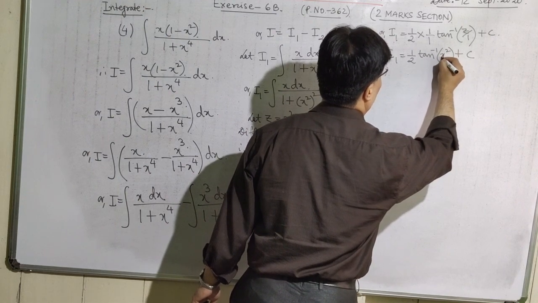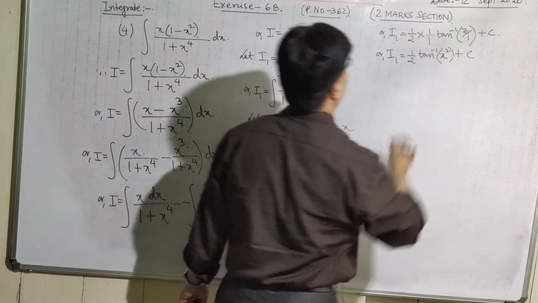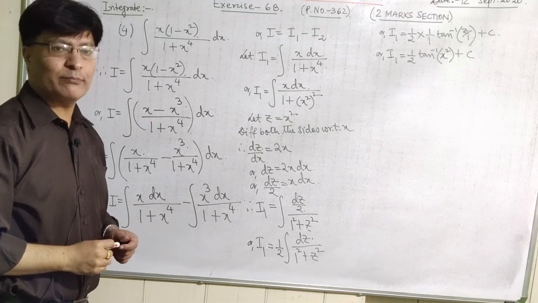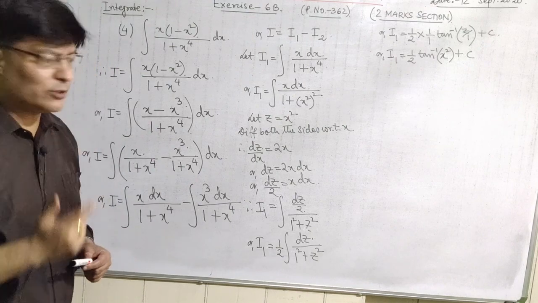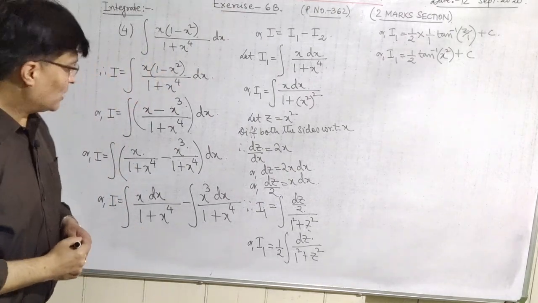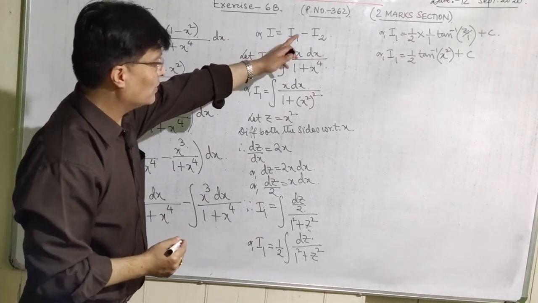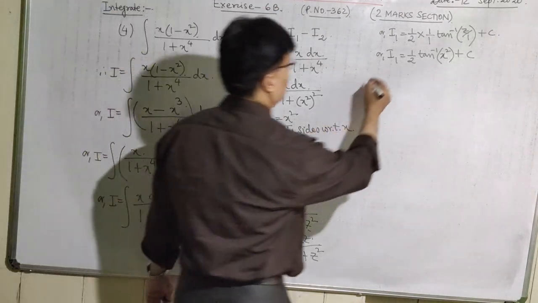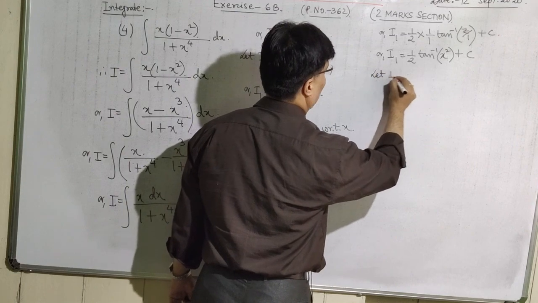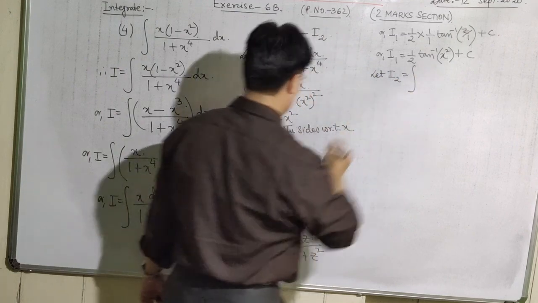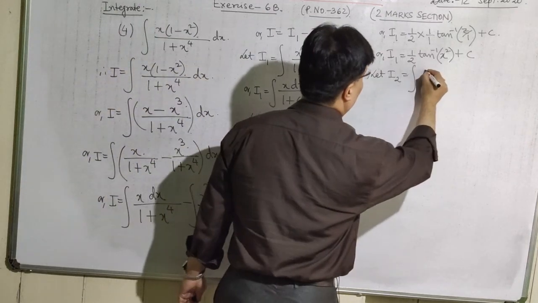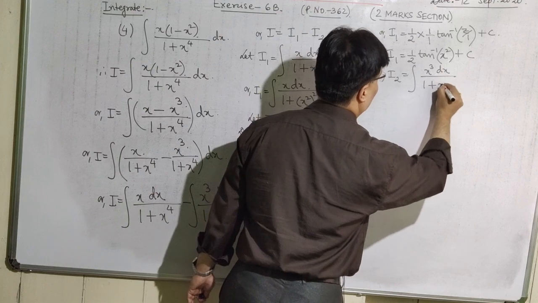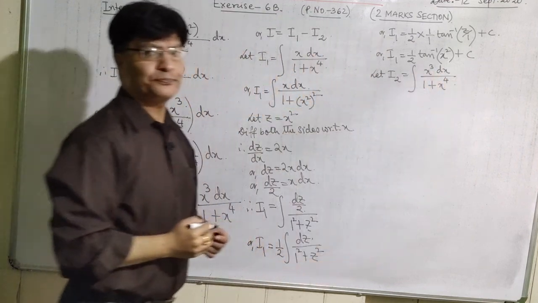So I think you have understood it. So this is half tan inverse within bracket, what is z here? It is x square, bracket close, plus c. So that is your I1. So let us get the value for I2 now. What is I2 here? I2 is equal to integration of x cube dx divided by 1 plus x to the power 4.